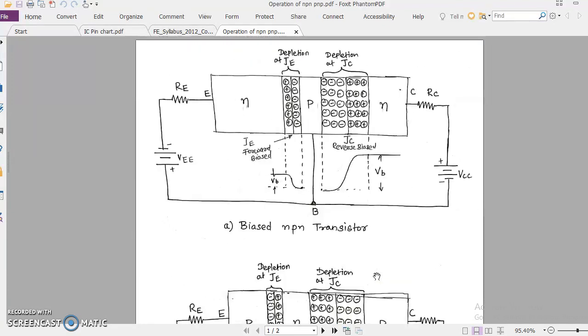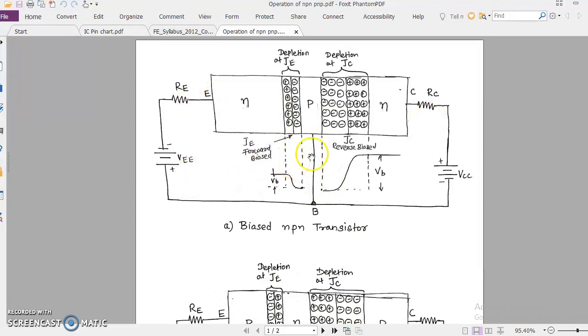Now we'll move to the biased condition. How the movement of electrons and holes happens, that we will study. So here is an NPN transistor, the same transistor we have used, with two resistors. Here you can see the role of the resistor is only for current limiting purposes.